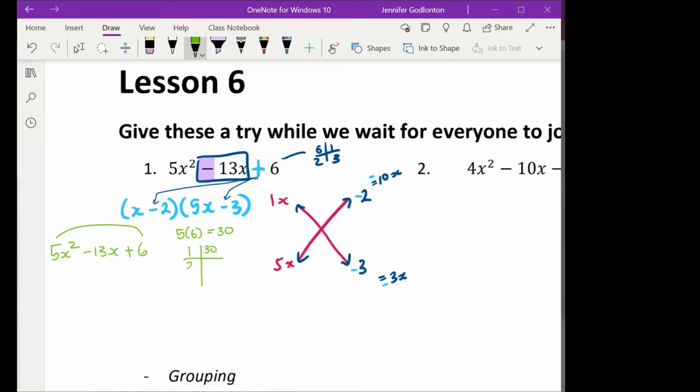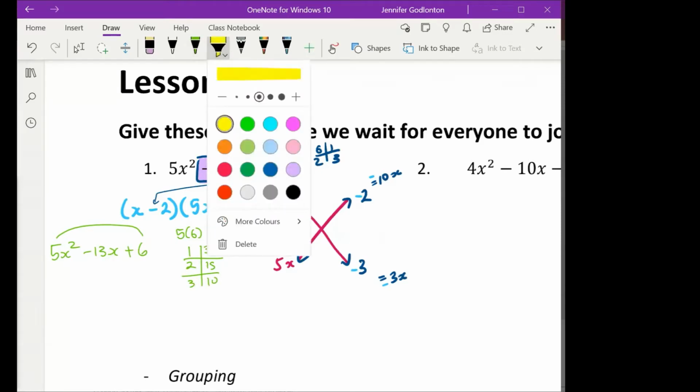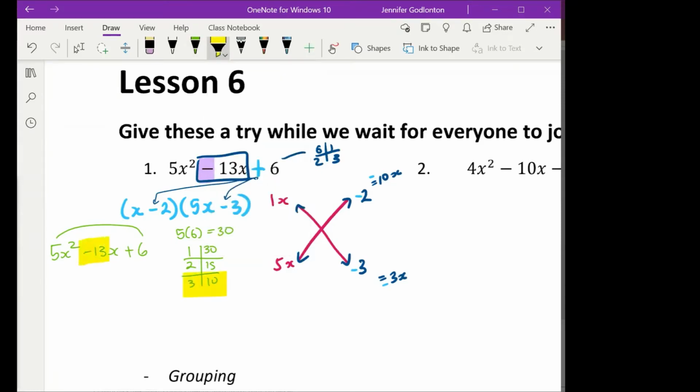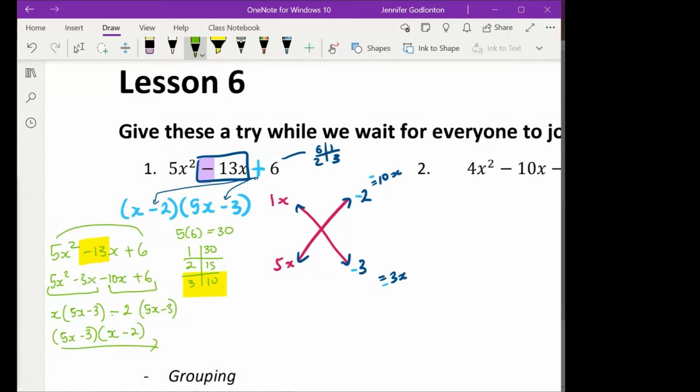So we've got 1 and 30, 2 and 15, 3 and 10. And we can already see that 3 and 10 is going to give us the 13 that we are looking for. So we're going to have 5x squared minus 3x minus 10x plus 6. We're going to group the first 2 and group the second 2. So I'm going to take out an x and I'm left with 5x minus 3. And then here I'm going to take out a negative 2 and I'm left with 5x minus 3. And then I take out my common bracket. So 5x minus 3, x minus 2.